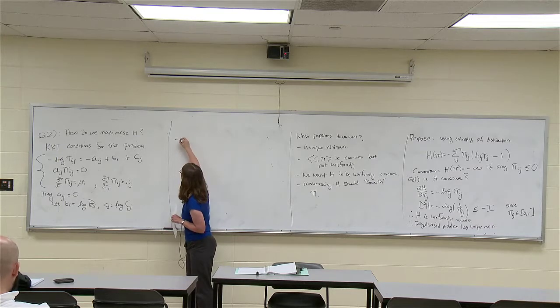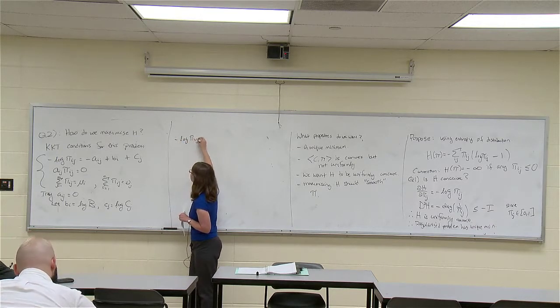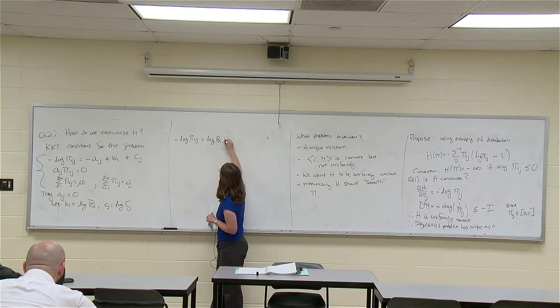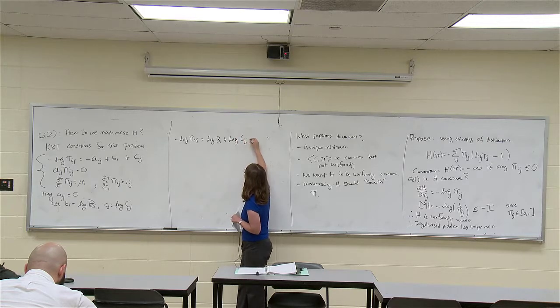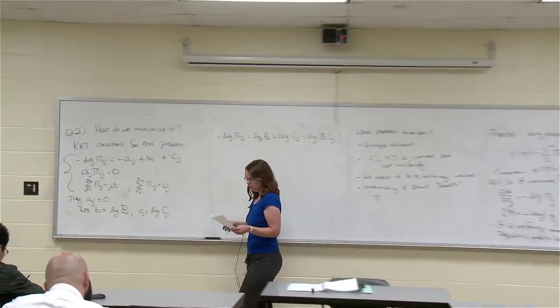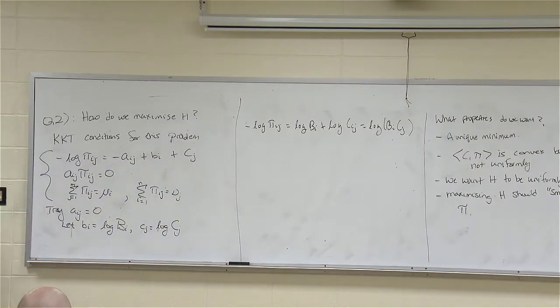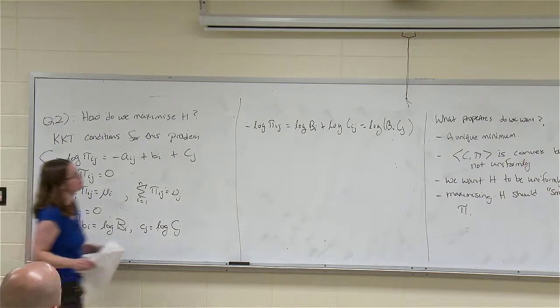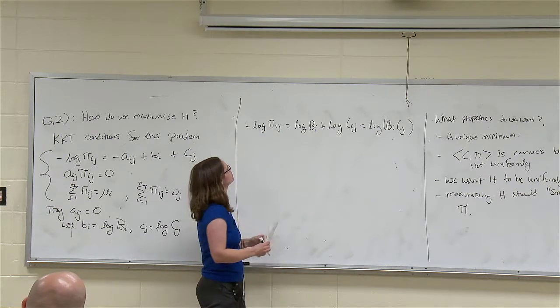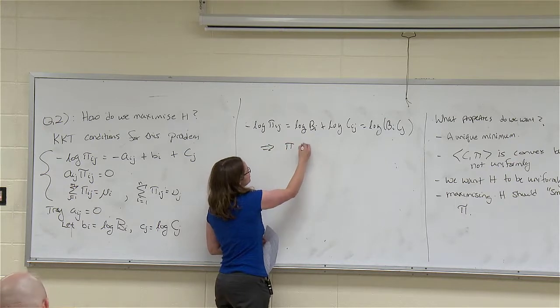Then what do I have? Minus log of pi ij equals log of bi plus log cj, or log of the product of these. In other words, what do we expect for pi? Pi is separable, right? Pi depends on i and j, but really, we can separate out those conditions and write this as the product of something that depends on i and something that depends on j. So pi is separable.